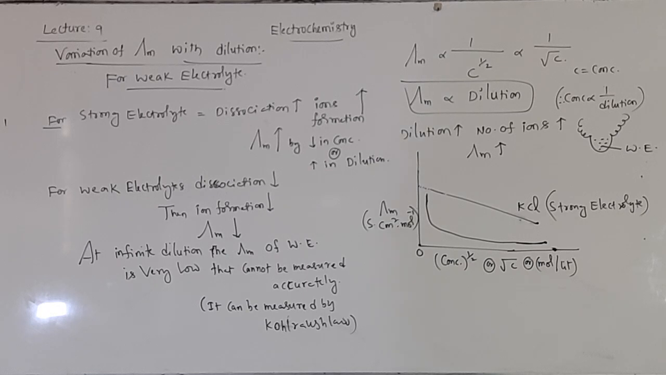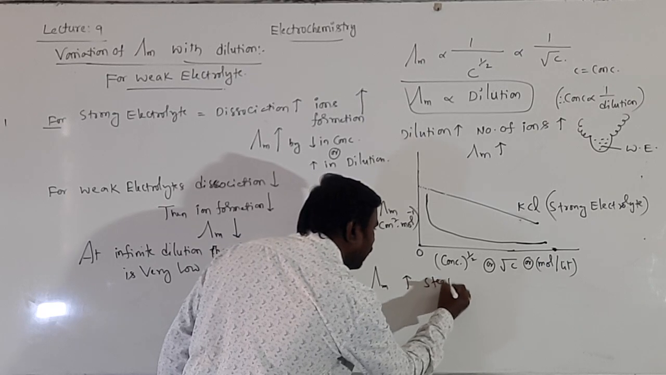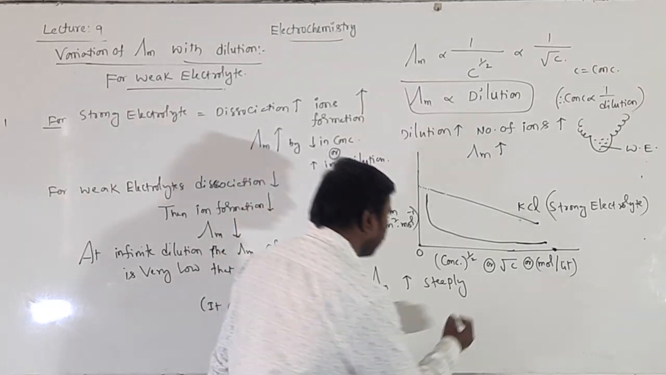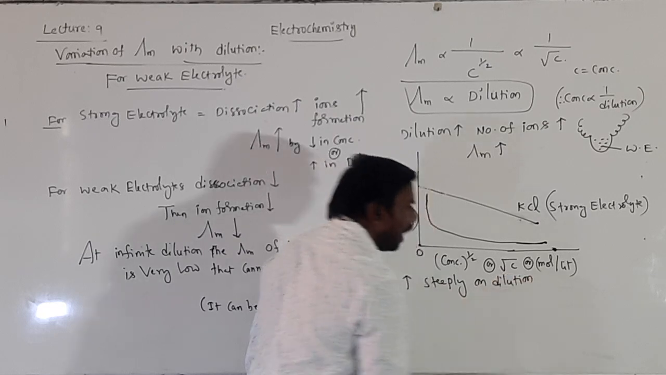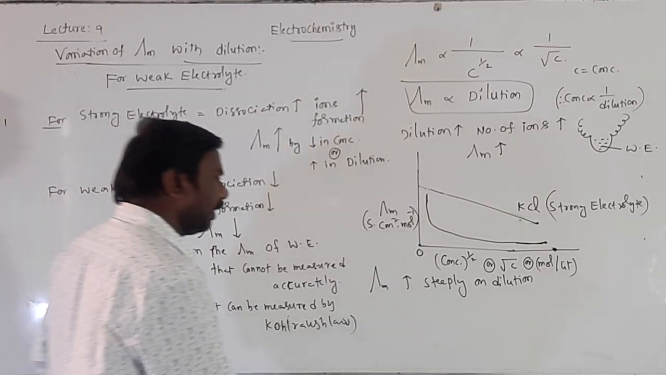Right, students? Okay. On dilution, dissociation increases the number of ions. That's what was given already. Lambda m increases steeply on dilution. Molar conductance increases steeply. Steeply means like this, it's not like that. Steeply increases on dilution, especially near lower concentration.